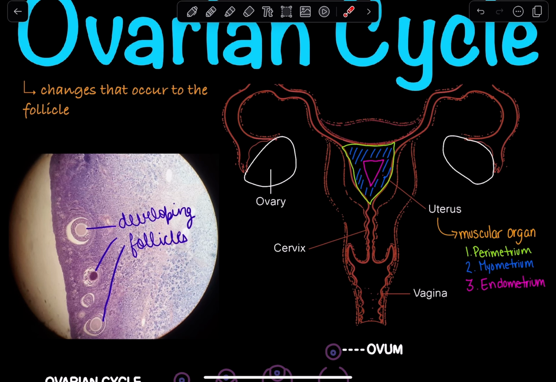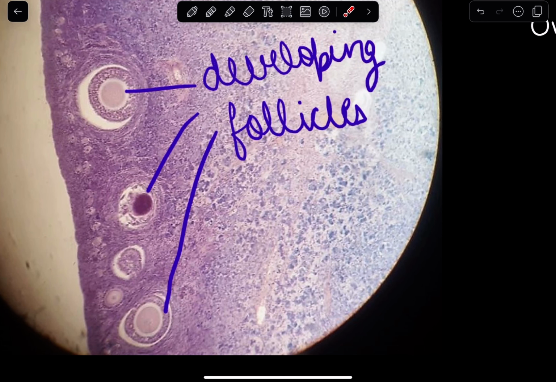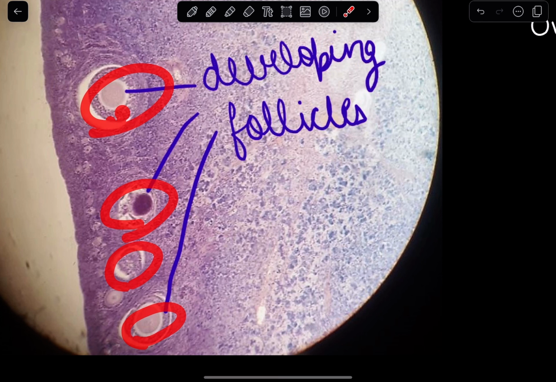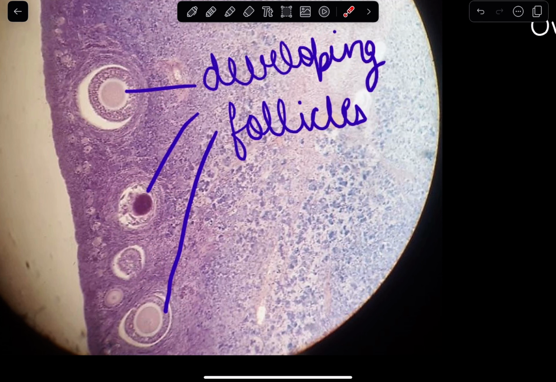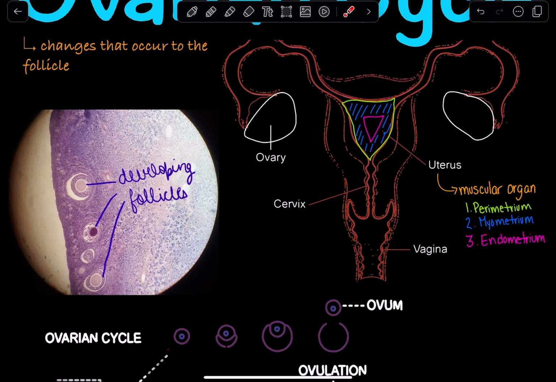But what is a follicle? If we take a look over here, this microscope view shows various developing follicles, and follicles are essentially the cluster of cells that will surround the developing ovum. And as the ovum develops, the follicle will grow and develop along with it until the ovum is ready to be released. When the ovum is released, the follicle, the outer layer, is going to be left behind, and it's going to go on to become the corpus luteum.